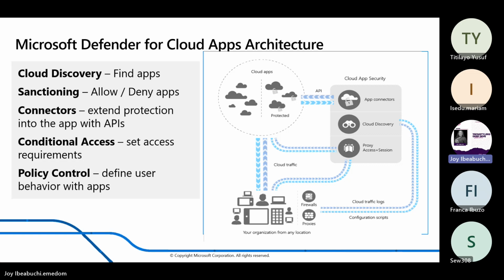You can also include connectors. Some third-party cloud app providers have created API connectors that allow you to connect directly to them so that you can enforce even more stringent policies. The good thing is you can now use the conditional access that we learned before to determine what happens when access to these apps is identified. And then the policy control will also help you define what will happen to these user accounts when they access these apps.